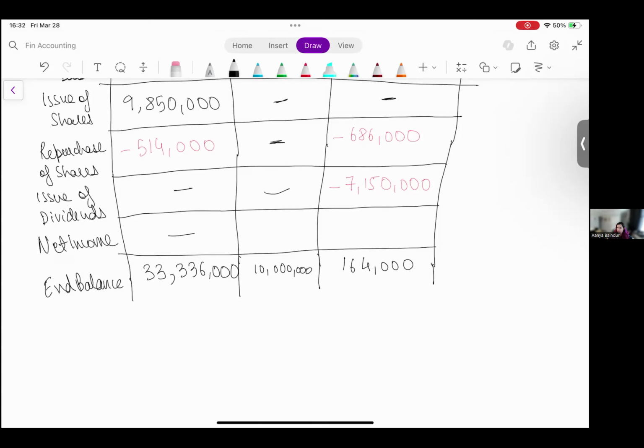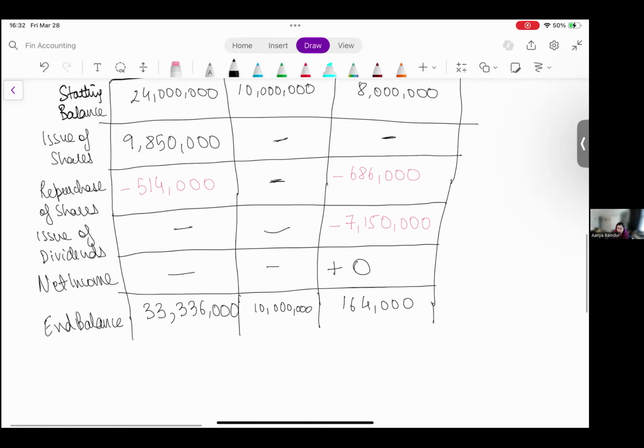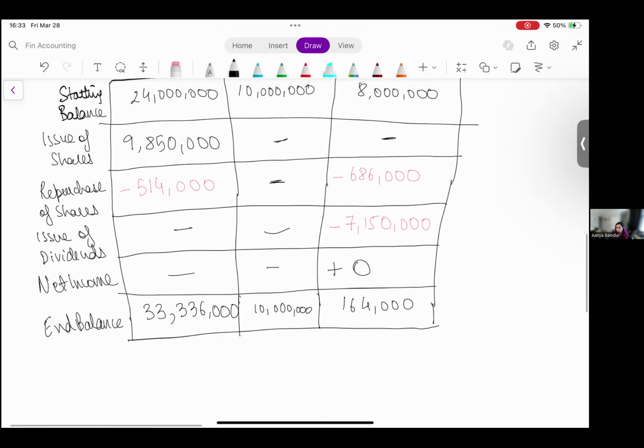So net income is never going to affect common shares. It'll never affect preferred shares, but it will increase the amount of retained earnings. So it'll increase the amount by whatever the net income is. But in this case, it's 0, so we don't have to worry about that. And that is your statement of changes in shareholders' equity complete.